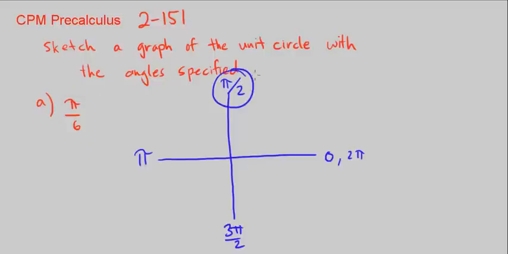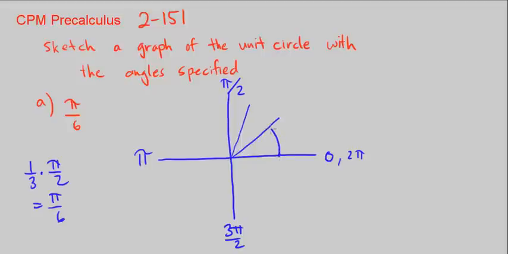If we cut pi over 2 into three pieces, one-third of pi over 2, where of means to multiply, is pi over 6. So if we cut quadrant 1 into three equal pieces, just like cutting slices of pizza, each one of these is pi over 6. Starting at 0, this right here is a graph of the angle pi over 6. Let me use red, because that's what the question has. So this angle is pi over 6.